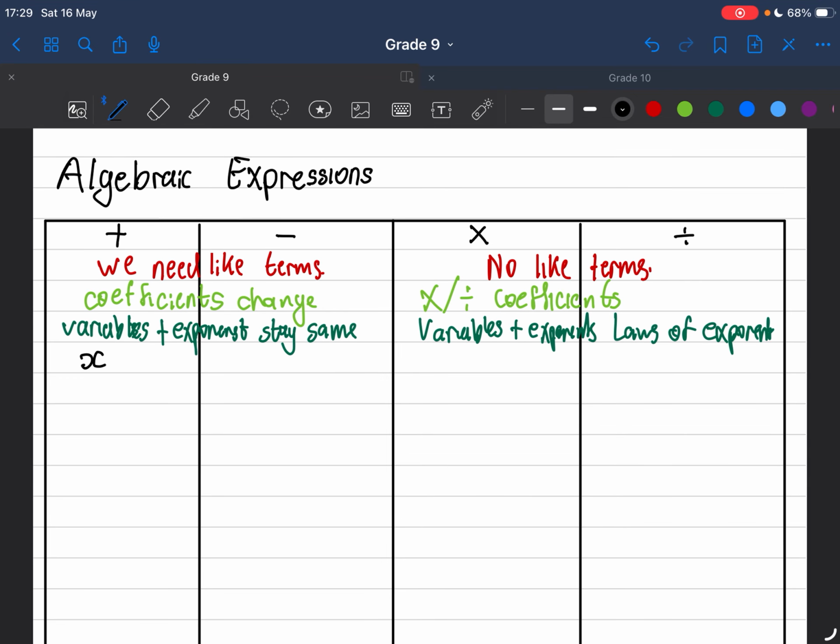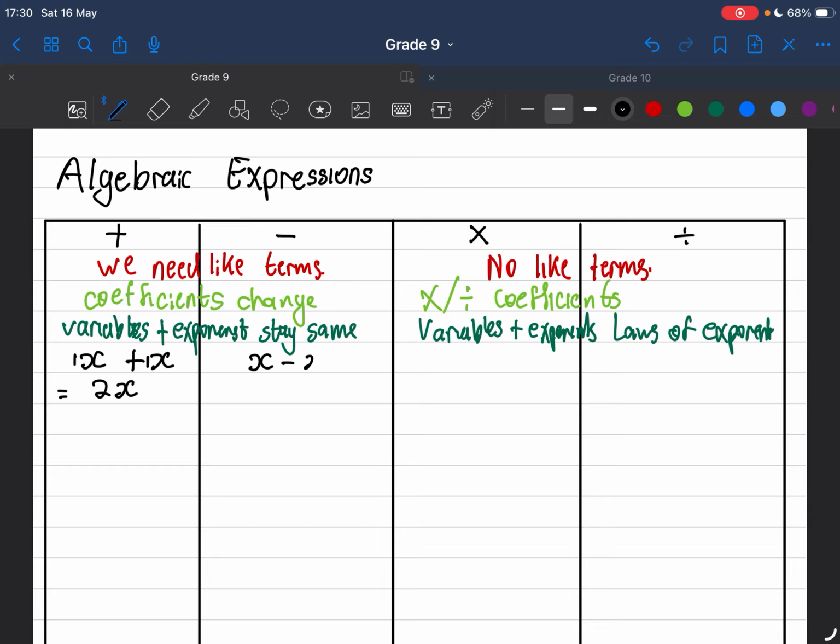For the first one, x plus x, we start by deciding: are these like terms? Is x and x identical? Do they have the same exponent? Yes, they do. Yes, they are like terms. So all we do is take the coefficients, which is a 1 and a 1, and add them together to get 2x.